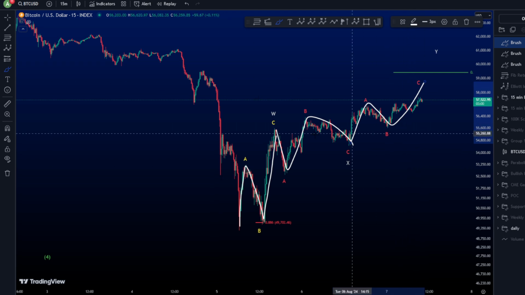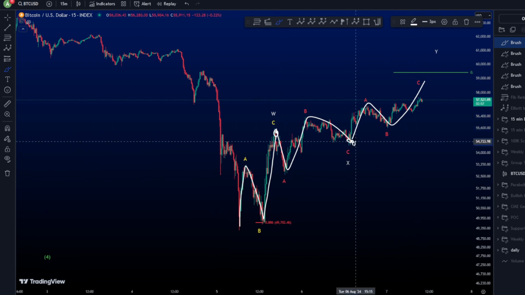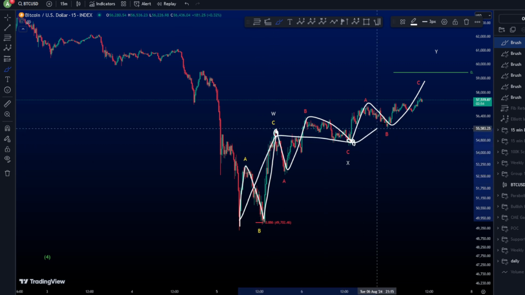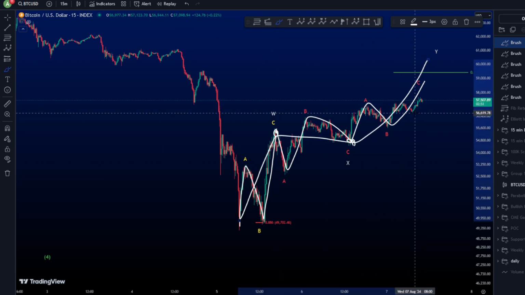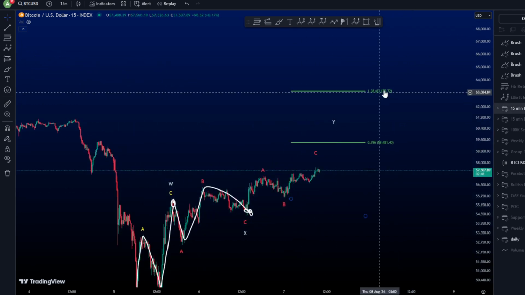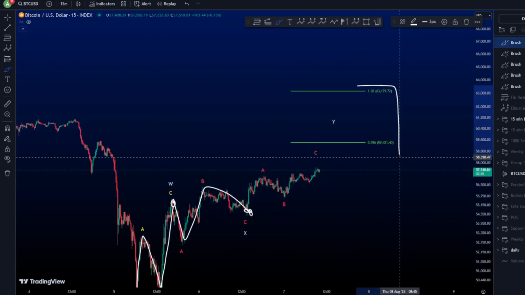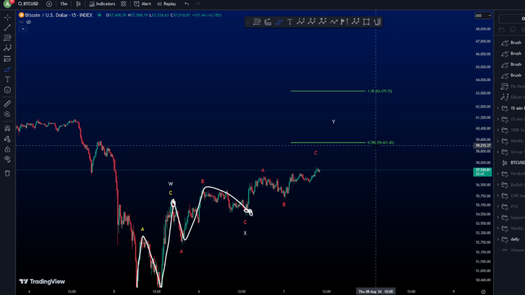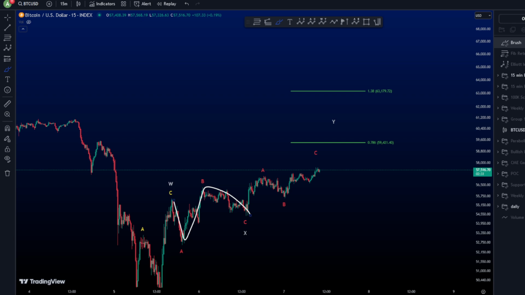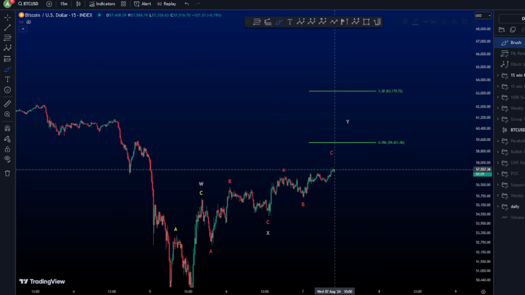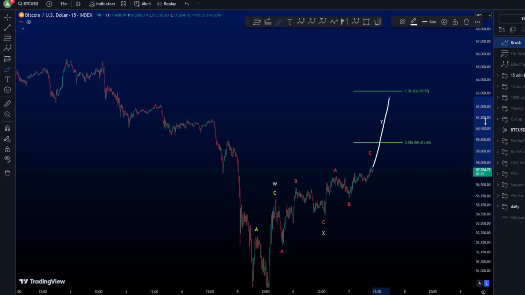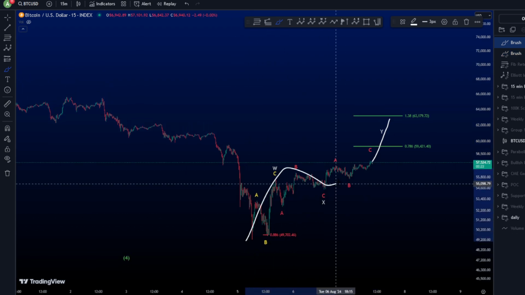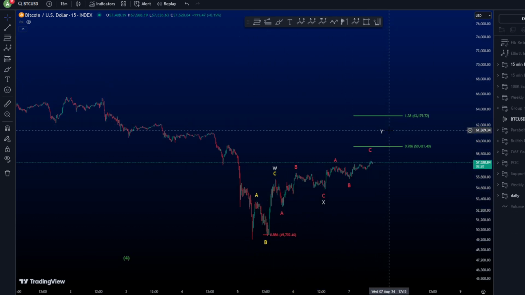So connecting all these together, it makes it a WXY complex structure, looking for a Y target. The fib for a Y target can vary between the 0.786 and the 1.38 fib levels, between 59,400 and 63,000. So yeah, this is the thing, that even the wave Y might overshoot, right? And it could still be a corrective wave here as WXY.